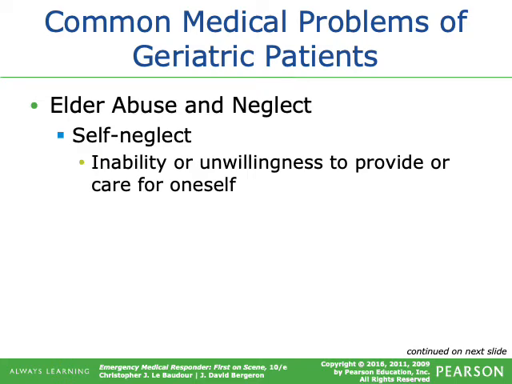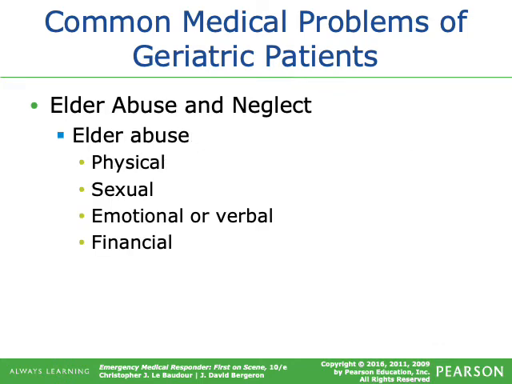Or self neglect. This is the inability or unwillingness to provide or care for oneself. They may just be tired. A lot of times, the elderly people you come in contact with are just tired of being sick, tired of getting old, and it can just lead to depression. They just choose to stop caring for themselves. Elder abuse can be physical, sexual, emotional, or verbal, or also financial.